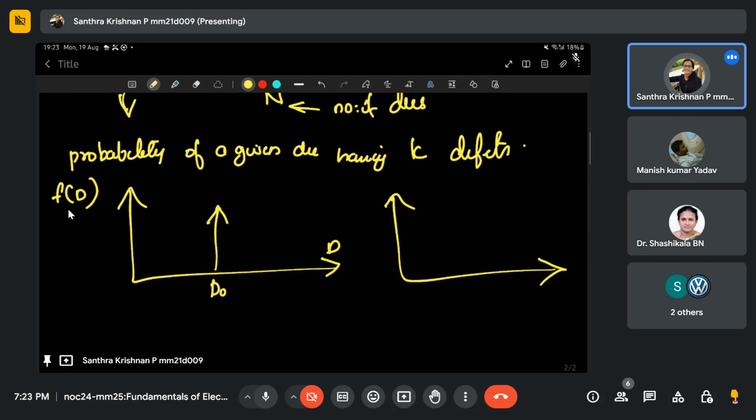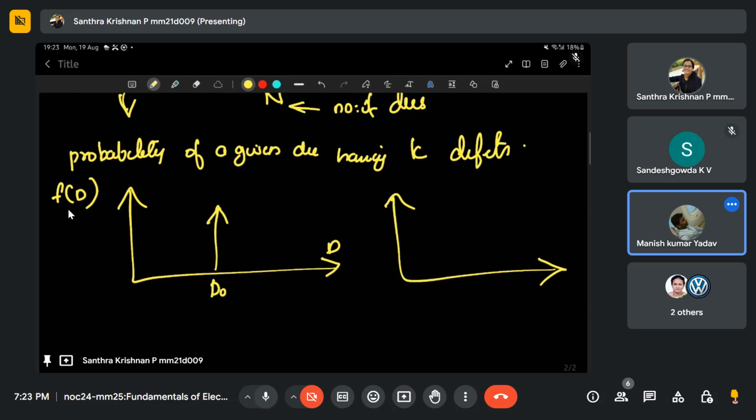Can anybody tell me? D0. It is a constant. Chip defect density. Yes, exactly. Chip defect density. D0 is chip defect density.